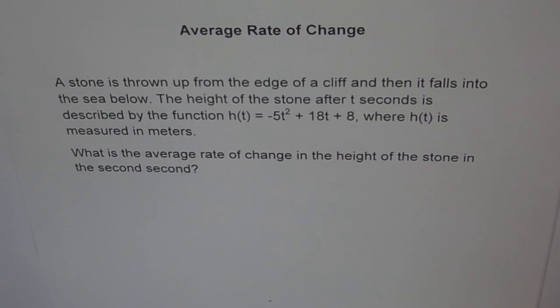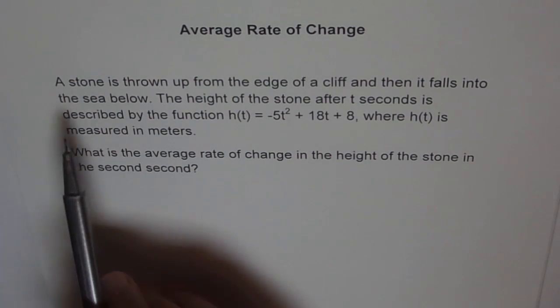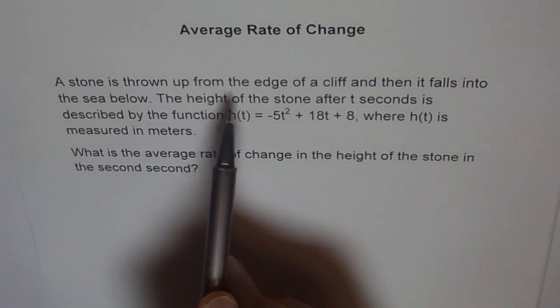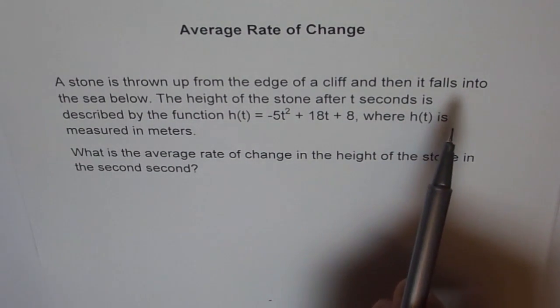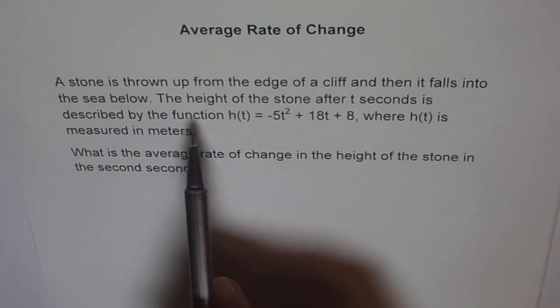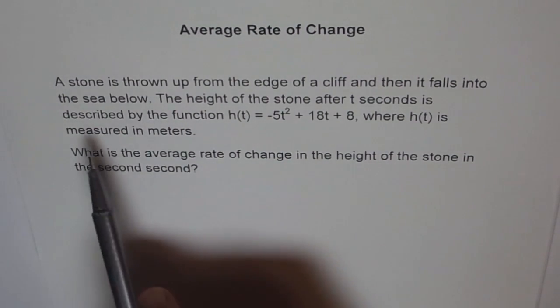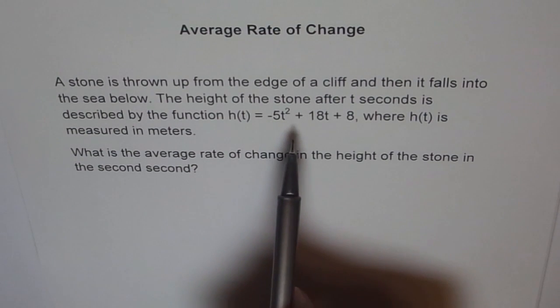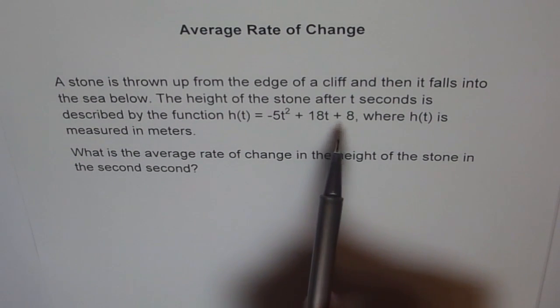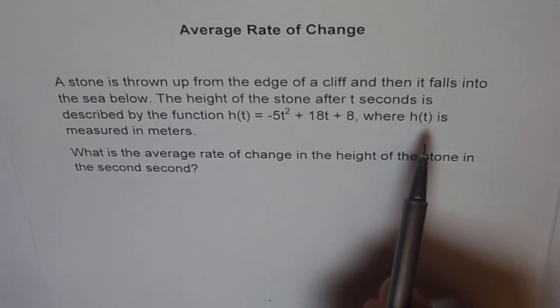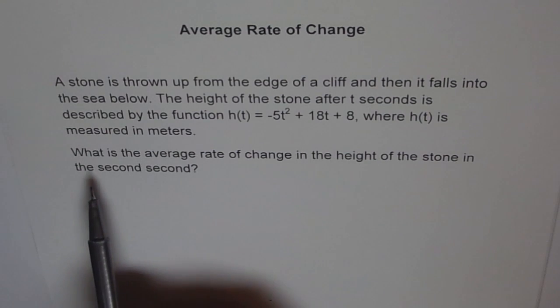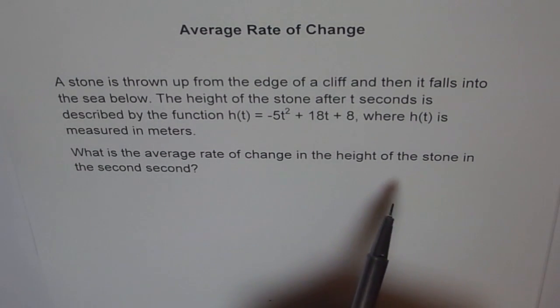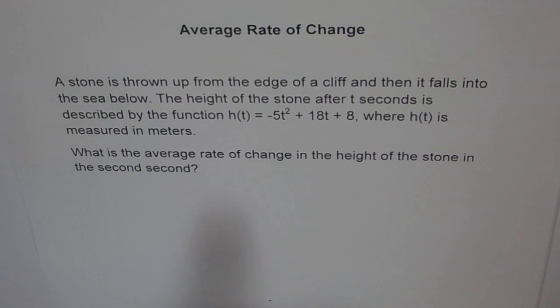Hello. With this example, we'll try to understand average rate of change. Now this is an application problem. It says a stone is thrown up from the edge of a cliff and then it falls into the sea below. The height of the stone after t seconds is described by the function h of t equals minus 5t square plus 18t plus 8, where h of t is measured in meters. What is the average rate of change in the height of the stone in the second? So that is the question.